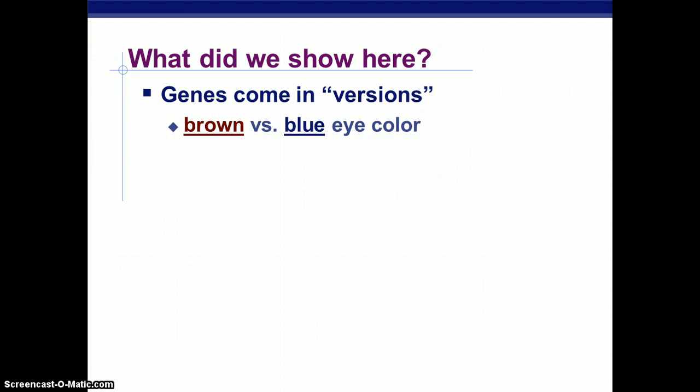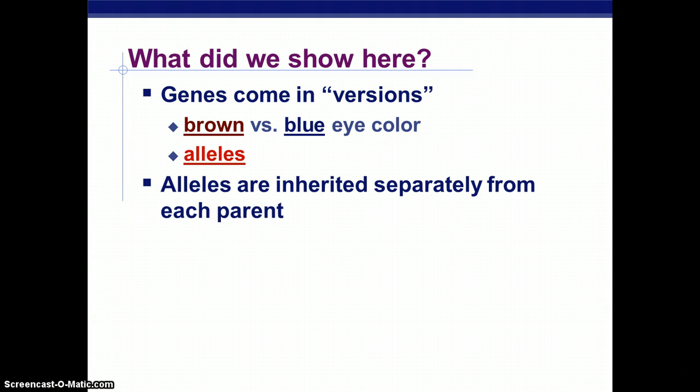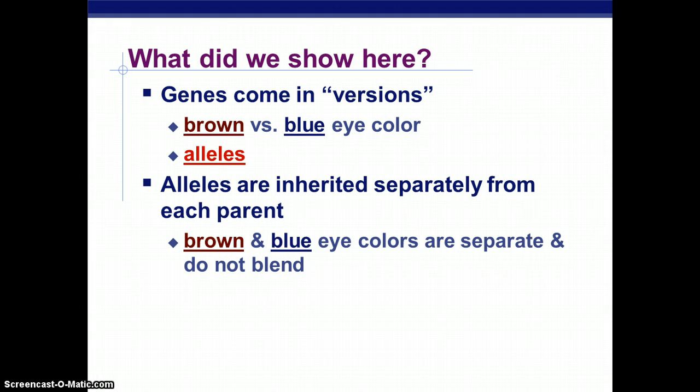So we've been talking about some of this in class and how genes have different versions. So alleles are inherited separately from each parent. So in this case, we're talking about brown and blue eye color. And they are not blending. So we're not having blue and brown make green eyes.